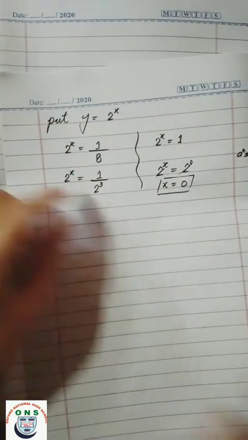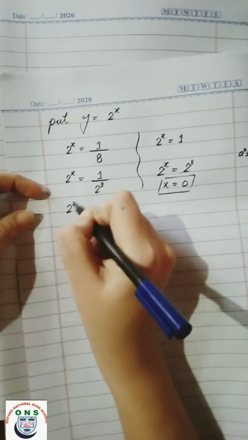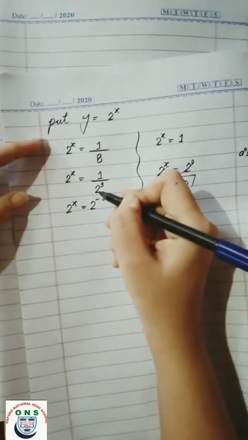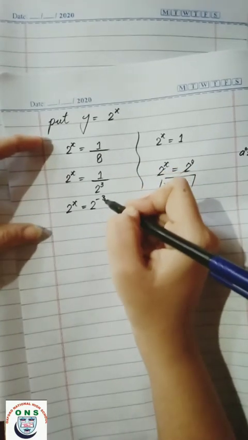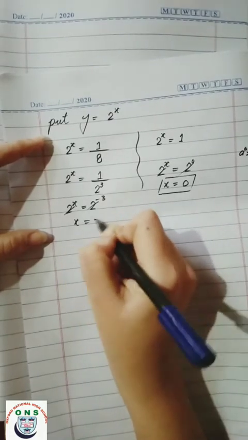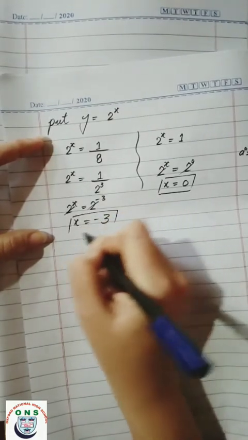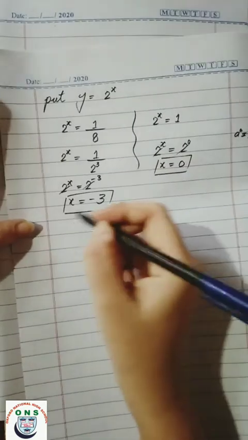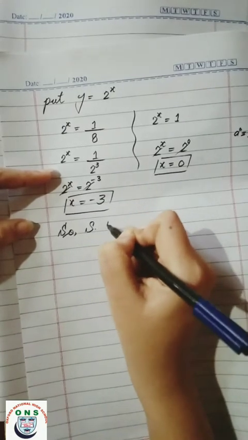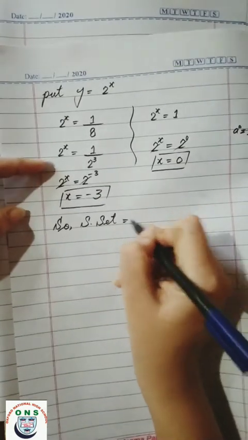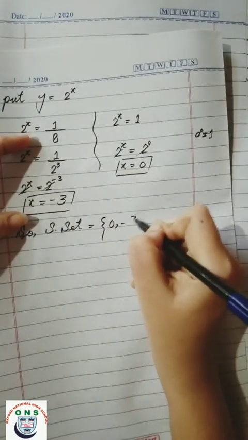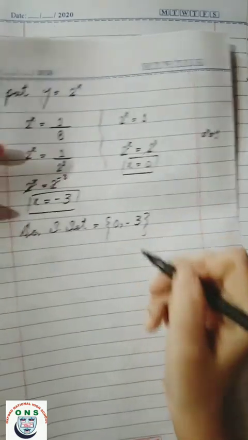Now what to do? Now we will take 2 raised to the power x is equal to 2 raised to the power minus 3, because it is in the denominator. When we take it to the numerator, its power will be negative. So both bases will be cancelled and x is equal to minus 3. So we got two values. The solution set is 0 and minus 3. Clear?